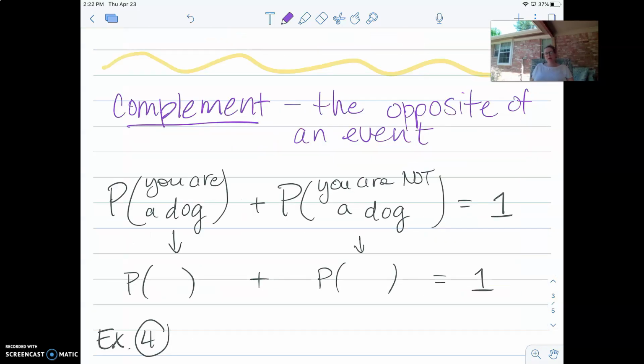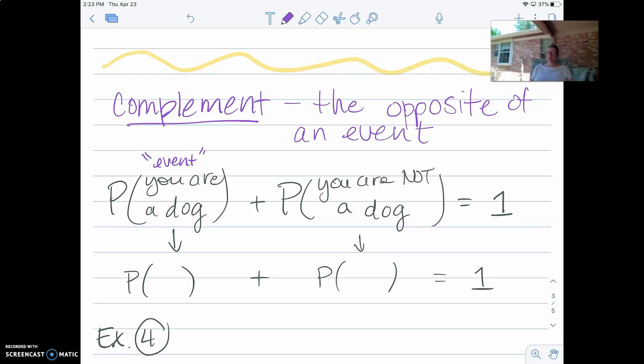Speaking of the word not, that brings us to our next topic, a definition, which is the complement of something. The complement of an event is basically the opposite of something. So for example, let's say that the event in this case is that you're a dog. If I were to survey all the mammals in my backyard, there are 5 mammals, and the probability that they were a dog would be 3 out of 5, right? The complement of that is the event that you are not a dog. So everything other than a dog would be that event.